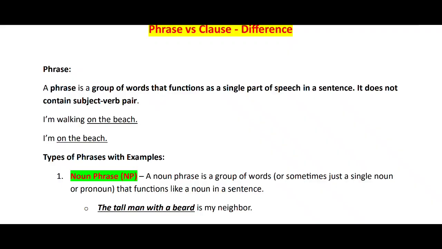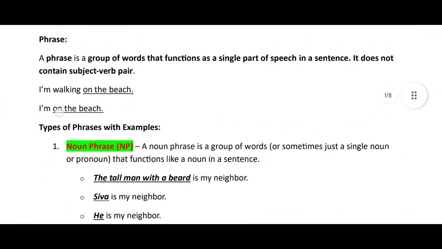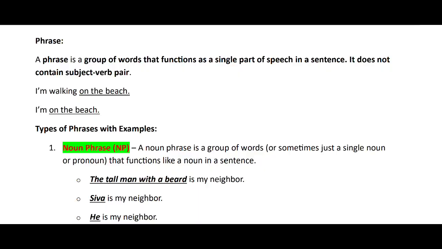So what is it saying? A phrase is a group of words, and it also acts as a part of speech in the sentence. And moreover, it doesn't contain a subject verb pair. That's what it said. So examples: I am walking on the beach. Here the group on the beach is modifying the action walking.